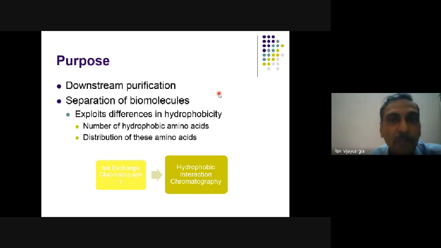So it is normally exploiting differences in hydrophobicity, so the number of hydrophobic amino acids and distribution of amino acids. Based on this, the two proteins will have a different number as well as distribution. Taking advantage of that, this can be utilized for further purification. Here I am giving an example that after an ion exchange, if you still have some impurities, you can go for hydrophobic interaction chromatography.